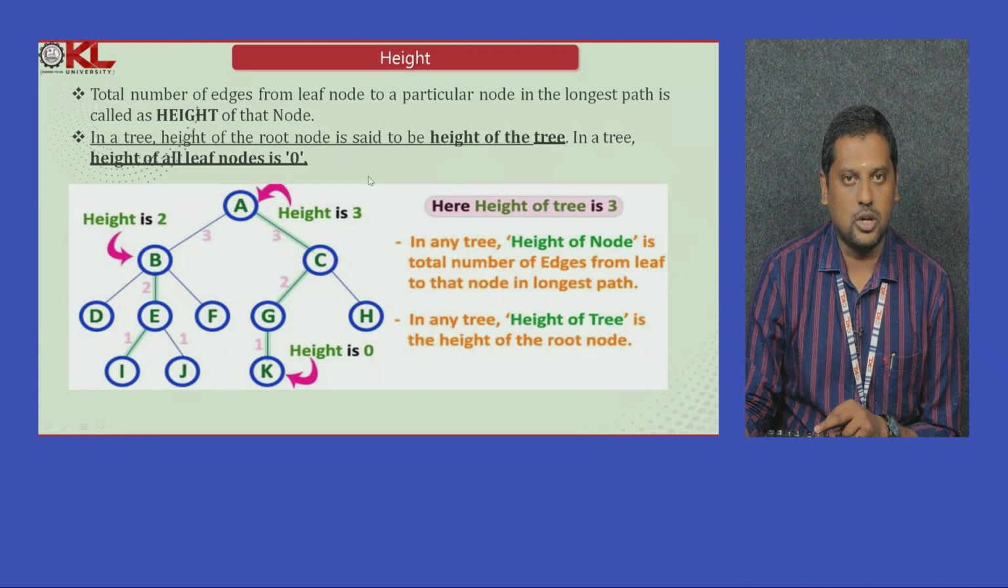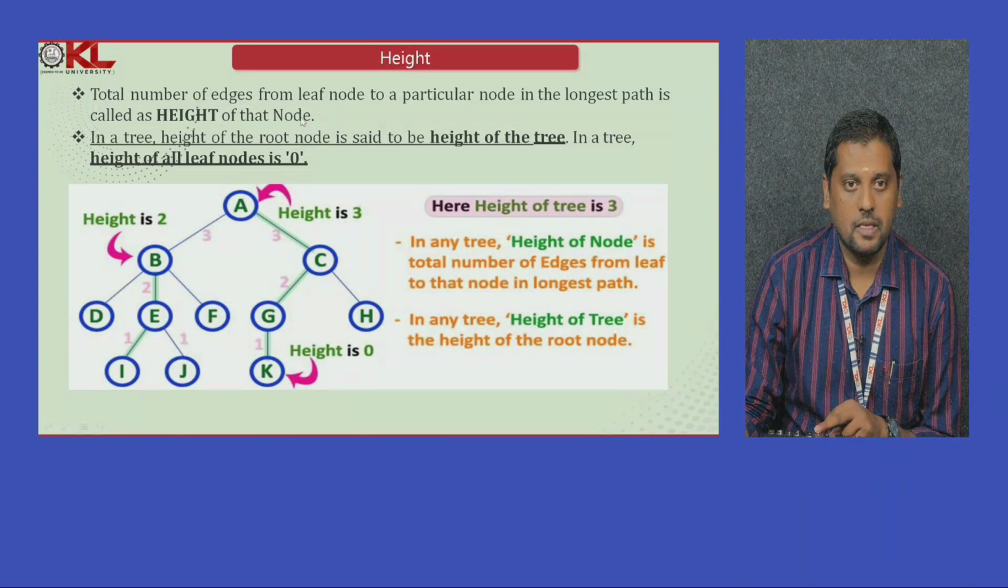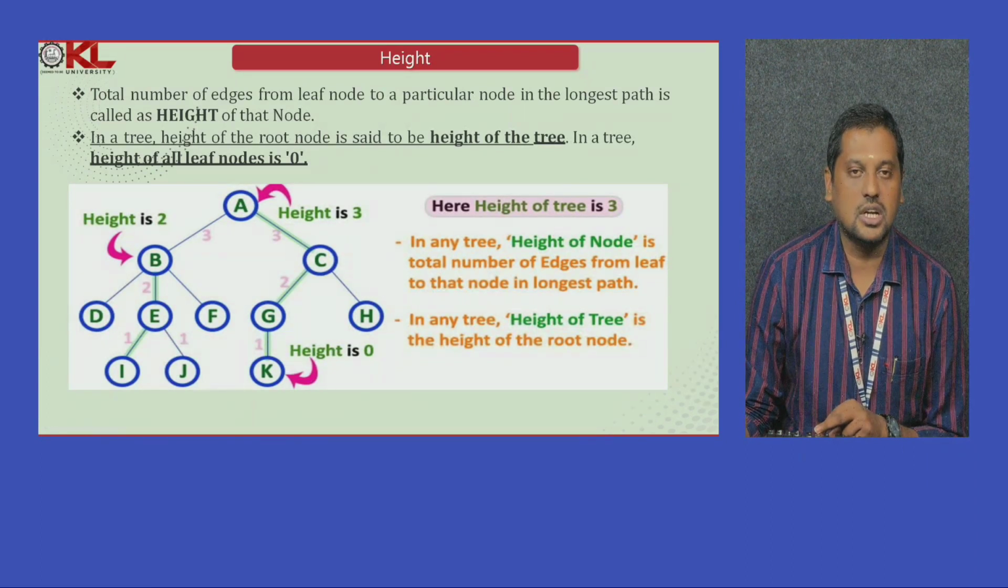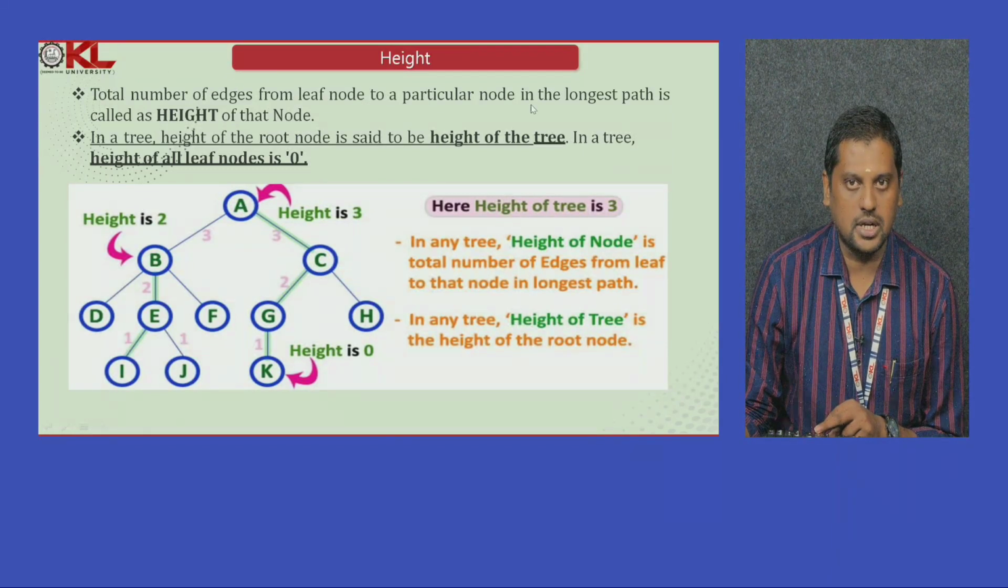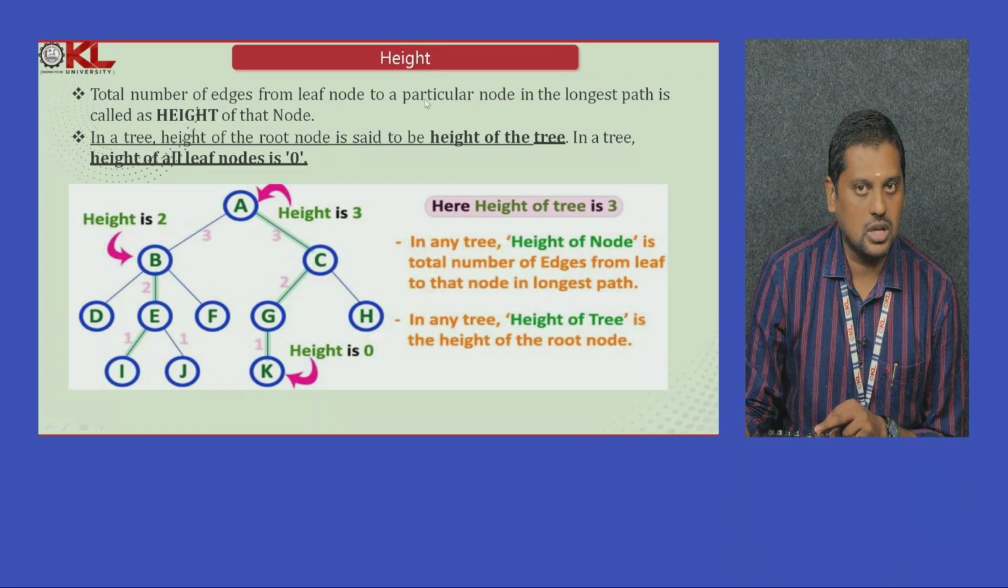Next terminology is the height of a tree. In general, how do we calculate the height? First of all, the height of any node is calculated only from the leaf node. The total number of edges from a leaf node to a particular node in the longest path is called the height of that particular node. So be very clear with the point: longest path.